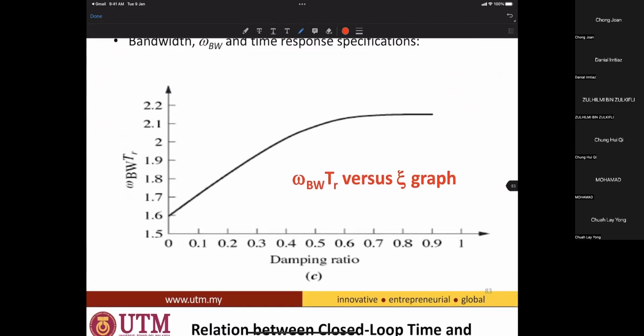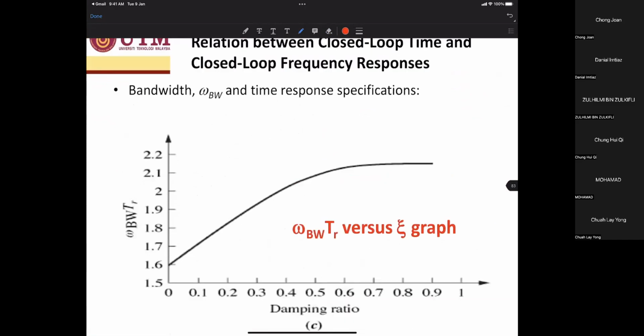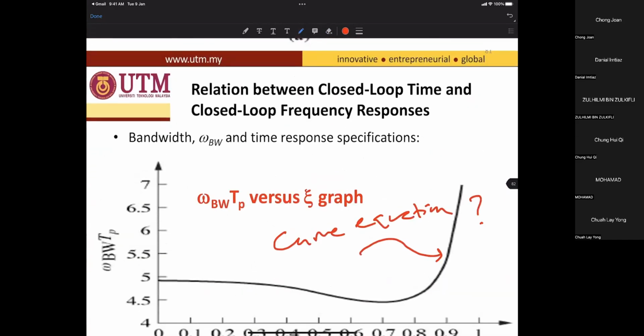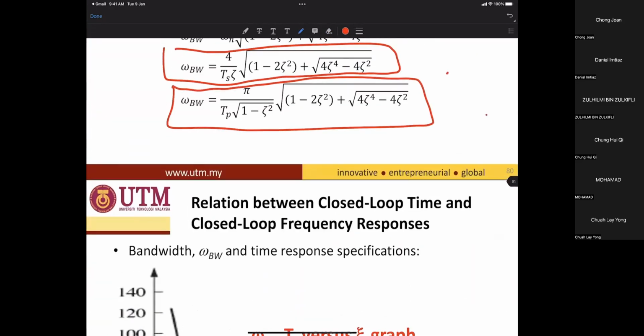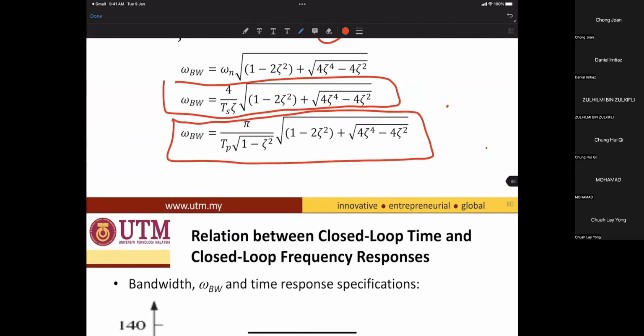And this one is the omega bandwidth, TR versus zeta graph, but the TR equation is not here. I think it's in the book. Okay, there's one more for TR, so refer to the book.